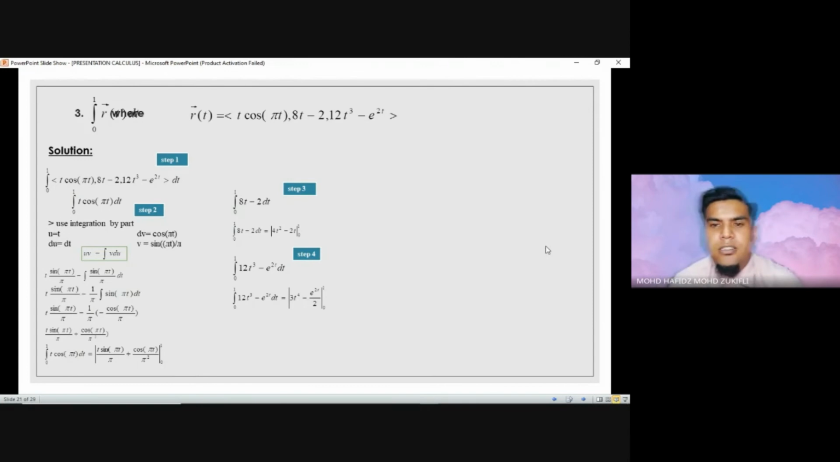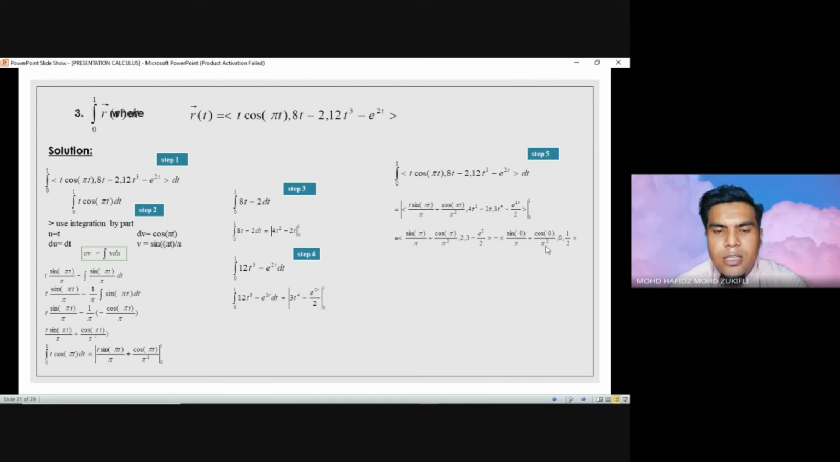And in step 5, we combine all three parts' answers and substitute them into the formula for the integration of vector r, and we will get the final answer. So that's all.